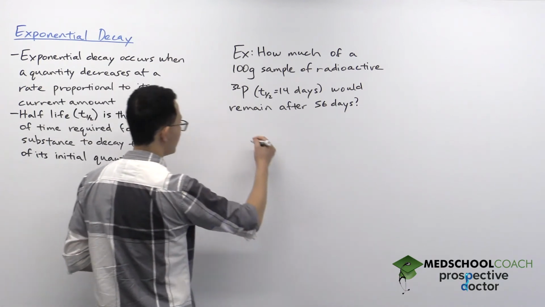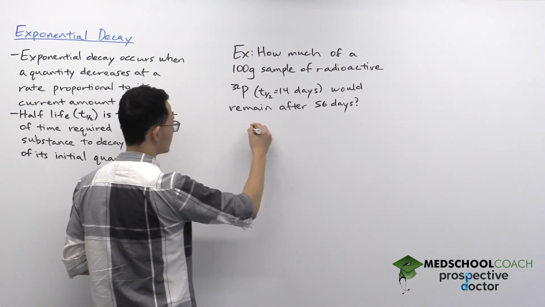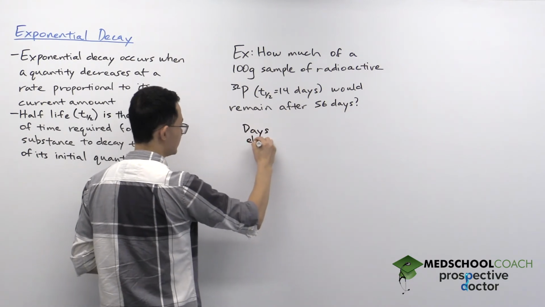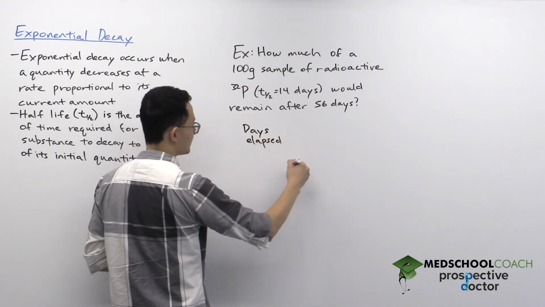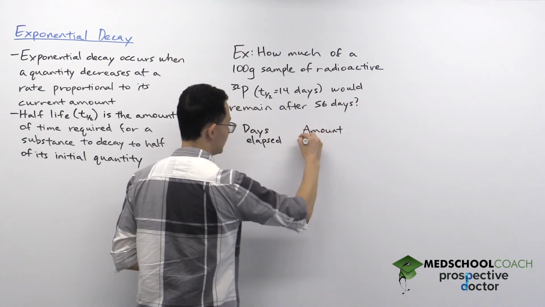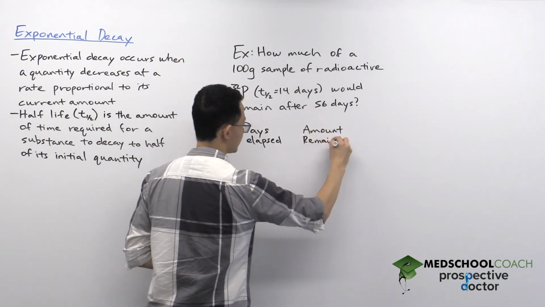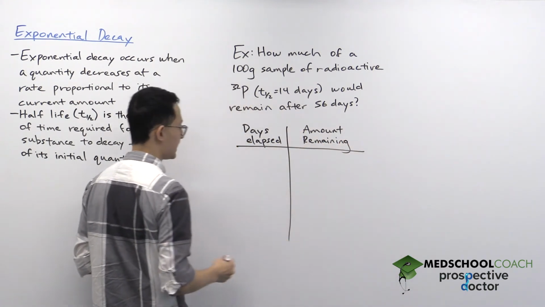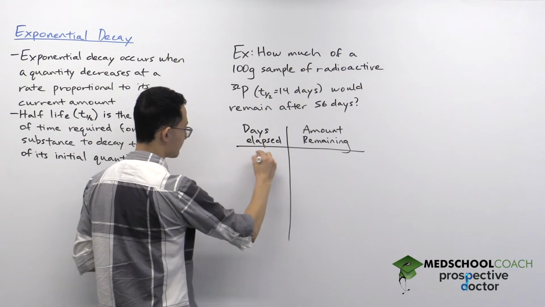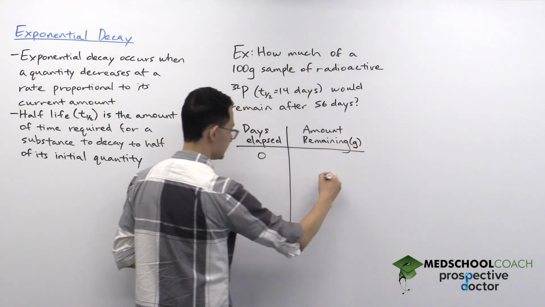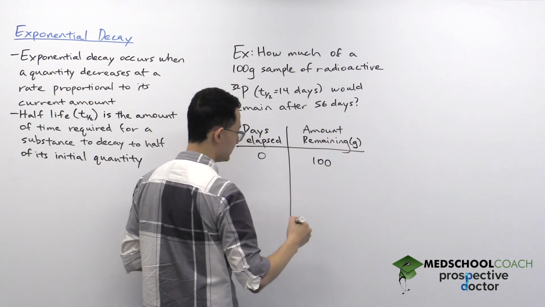What we're going to have on one side of the table for the columns is the number of days that have elapsed. And then on the other, we're going to have the amount remaining. So this is almost like a T-chart. To begin with, at first, 0 days have elapsed, so the amount that we should have remaining is 100 grams.